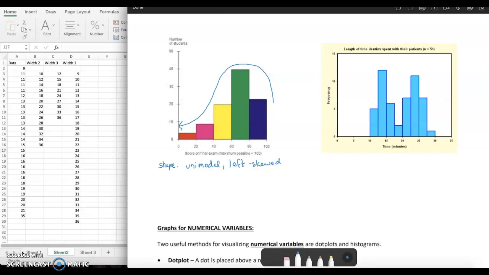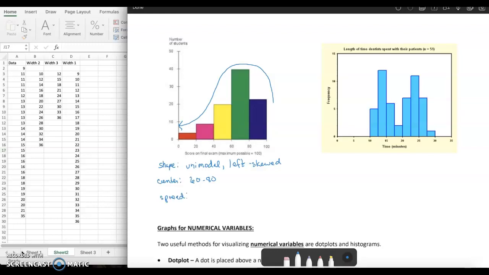As far as the center goes, what do I think the typical value on this test is? I would probably say for right now, anywhere between that 60-80 mark is the center or the pretty typical value there. So a 60 to 80 score. And spread.